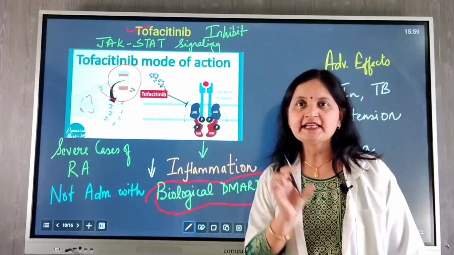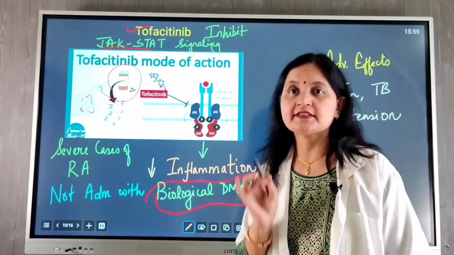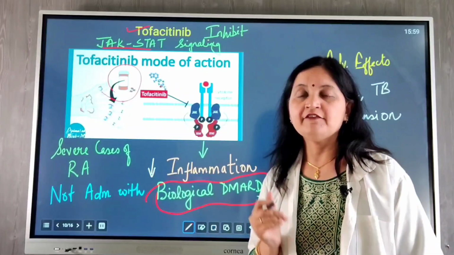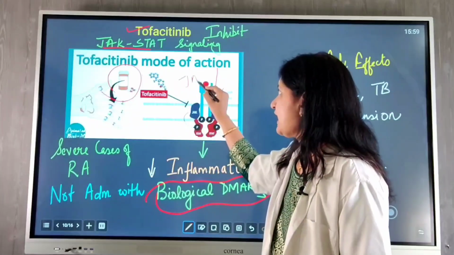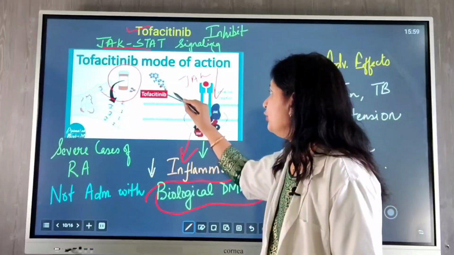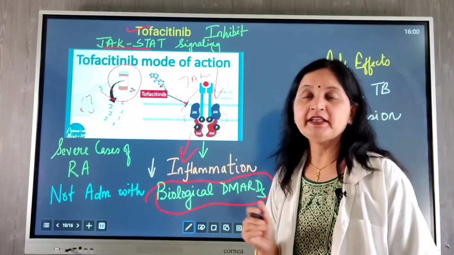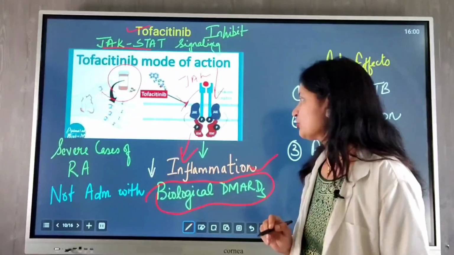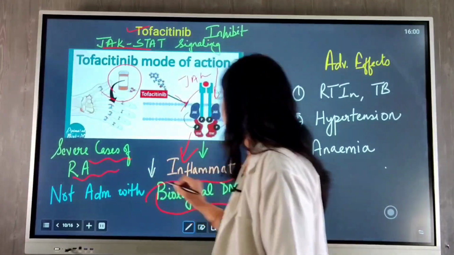Now, how does it act? It inhibits JAK-STAT signaling. Now, JAK-STAT is a cytokine receptor, and as we know, cytokines play a very important role in inflammation. So, cytokines, by acting through the JAK-STAT protein, mediate inflammation. So, tofacitinib blocks the JAK-STAT receptor, inhibiting the inflammatory pathway and controlling chronic inflammation and the production of autoantibodies. So it is used in severe cases of rheumatoid arthritis.